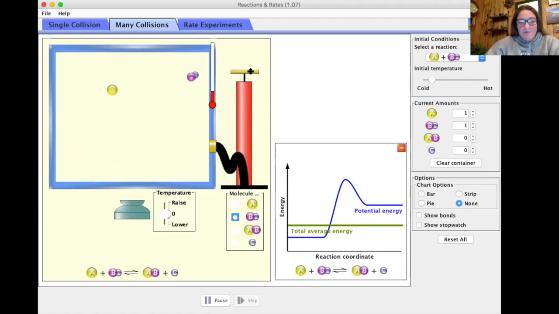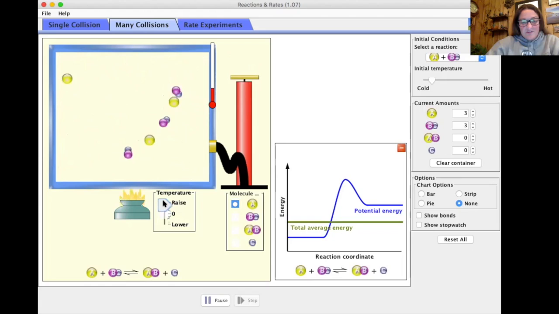I don't have very many molecules in there and they're moving slowly. So I'm going to add more of each one to improve the probability of a reaction. By increasing the concentration, I'm going to get more frequent collisions between molecules. However, right now, the molecules are still too low of an energy. On this axis where we see our total average energy, it's not enough to overcome the potential energy.